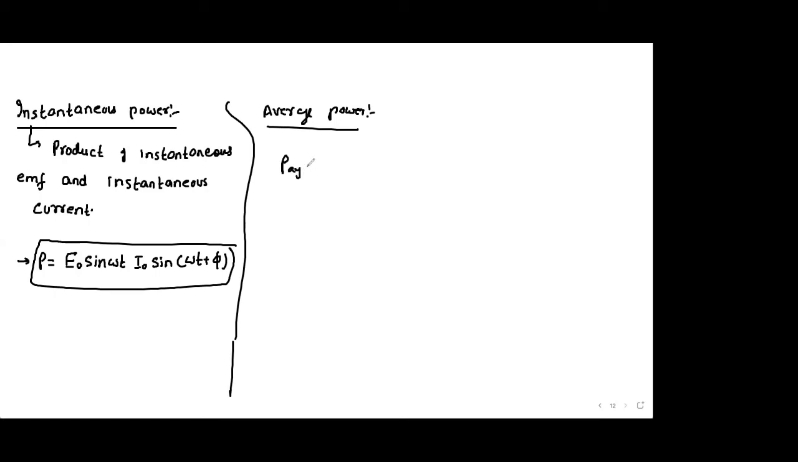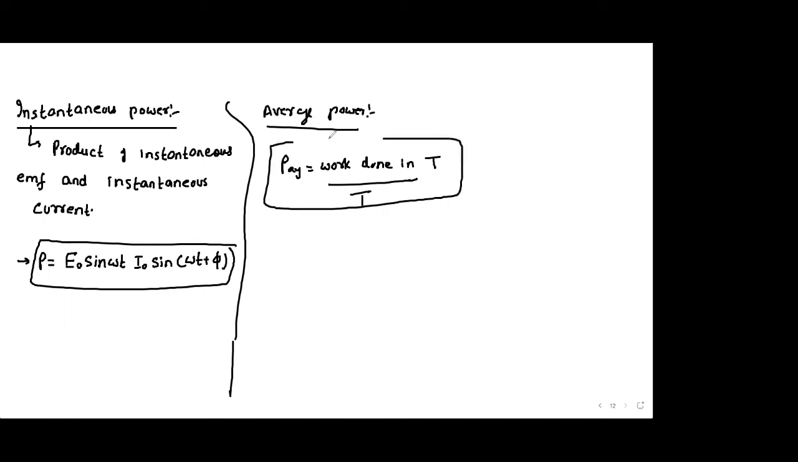Average power is basically the ratio of work done in one cycle, time T, divided by T. That's your average power. So I'm giving you some hint of numericals. Maybe in some numerical, he can ask you to derive the formula of average power. To derive the formula of average power, you can use this thing.